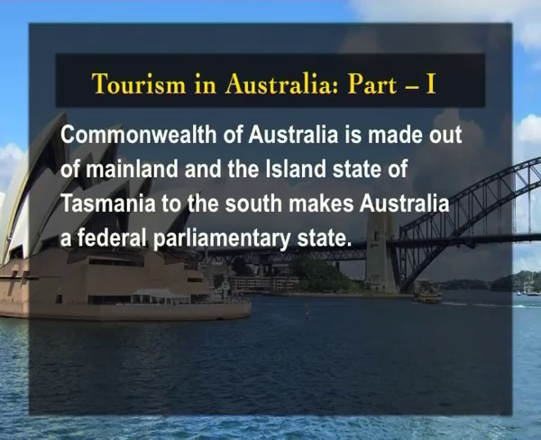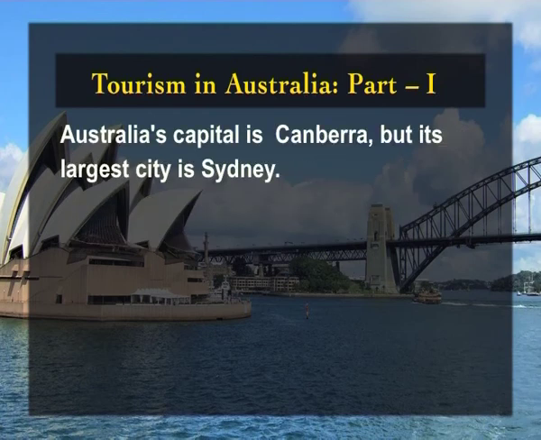Introduction. Australia is the smallest continent in the world, situated in the southeastern hemisphere of Earth between the Indian and Pacific Oceans. The Commonwealth of Australia is made up of the mainland, and the island state of Tasmania to the south makes Australia a federal parliamentary state. Australia's capital is Canberra, but its largest city is Sydney.